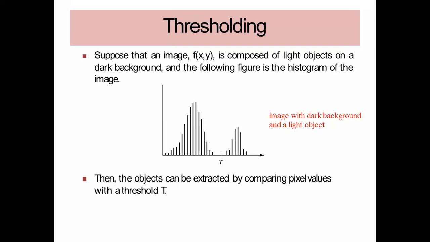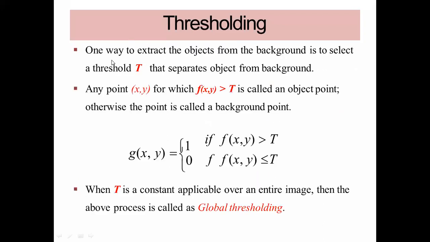Suppose an image f(x,y) is composed of light line objects on a dark background. The following figure is the histogram of the image. You can see this is the image with the dark background and light objects. Then the objects can be extracted by comparing the pixel values with the threshold T. The way to extract the object from the background is to select the threshold T that separates the object from the background.